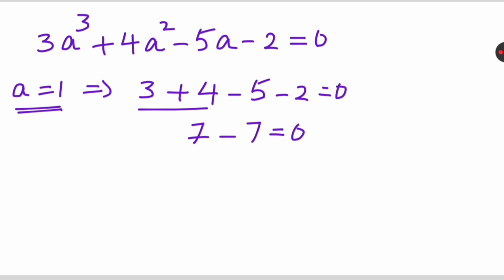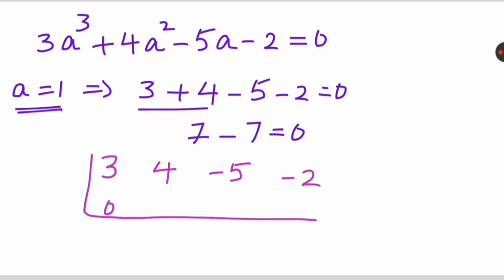For the long division method, we need to take only the coefficients of a³, a², a and the constant. So for a³ the coefficient is 3, for a² the coefficient is 4, for the a term the coefficient is minus 5, and the constant is minus 2. Now our root is 1, so we take only 1. First, bring down the 3 as it is.